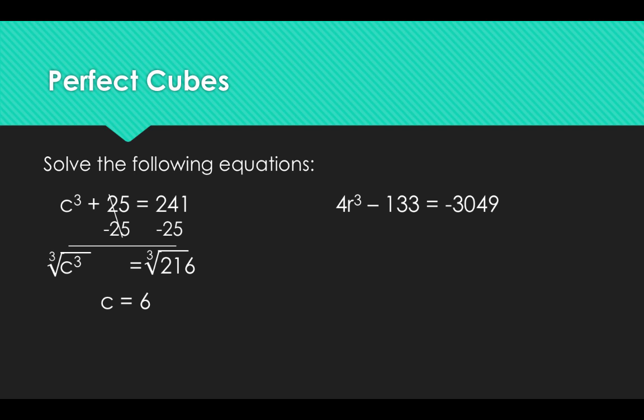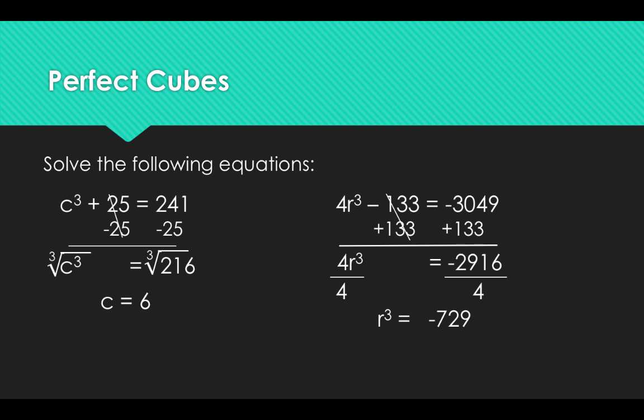The first thing I need to do is add 133 to both sides of the equation. My negative 133 plus 133 cancel each other out. So on the left side of the equation, I have 4r cubed, and on the right side of the equation, I have negative 2,916. I want r cubed, so I'm going to divide 4 from both sides of the equation. So I get r cubed equals negative 729.